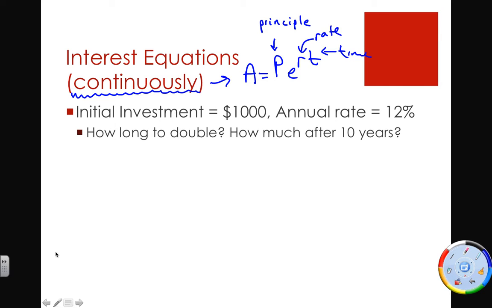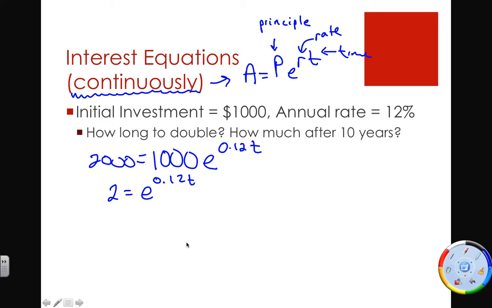All right, so, well, that's pretty easy. This is actually the easiest of the 4 questions I ask here. So, how long will it double? I know P is the amount I invest. My rate is 0.12 t. And I want to know when it's going to double, so that means I have $2,000. So I divide by 1,000, I get 2 equals e to the 0.12 t.